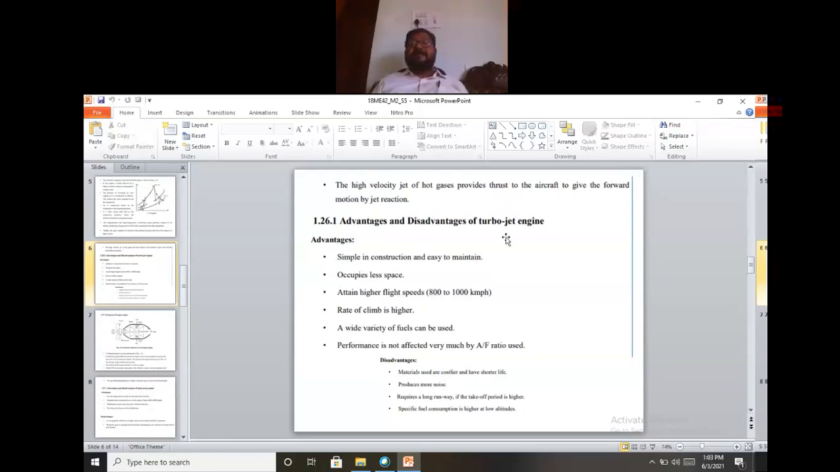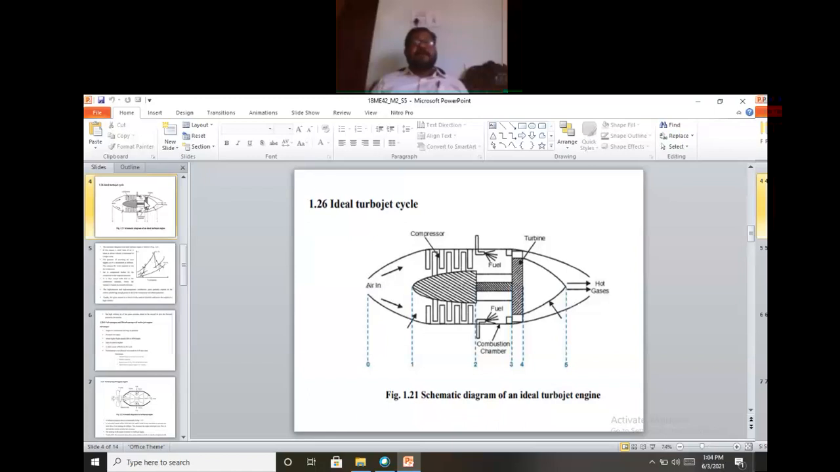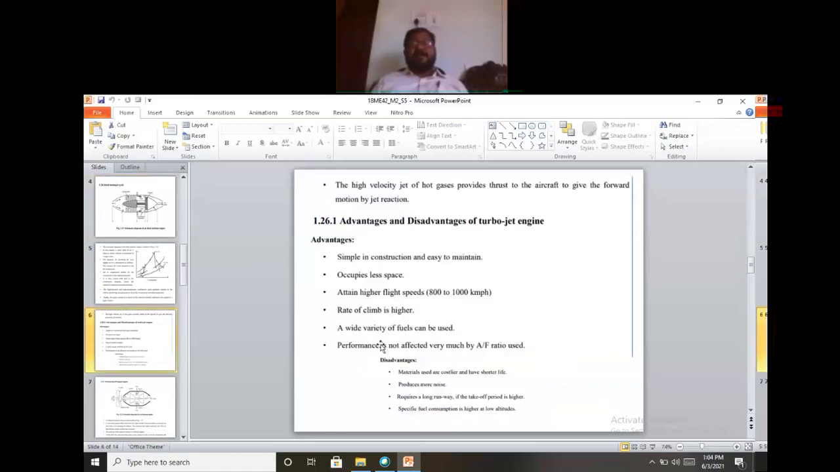Advantages of turbojet engines: they are simple in construction, easy to maintain, occupy less space, attain higher speeds of 800 to 1000 km per hour, have a higher rate of climb, and a wide variety of fuels can be used. Also, the performance is not affected very much by the air-fuel ratio.